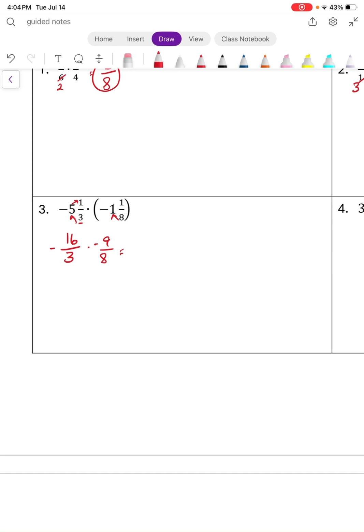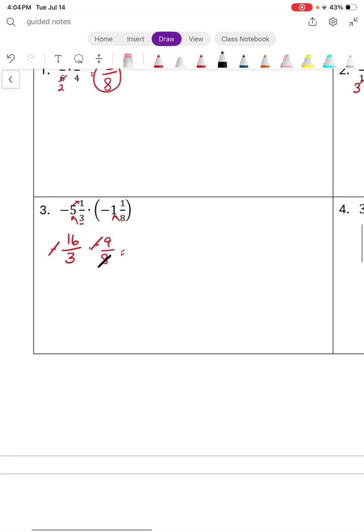Rules of multiplication, a negative times a negative is always a positive, so really you can kind of cancel those out. Now we're cross-canceling. 8 and 16 are both divisible by 8. 8 times 1 is 8. 8 times 2 is 16. 3 and 9 are both divisible by 3. 3 times 1 is 3. 3 times 3 is 9. Tops multiply to give you 2 times 3 is 6. The bottom, 1 times 1 is 1. You can reduce that. 6 divided by 1 is 6. Final answer, positive 6.